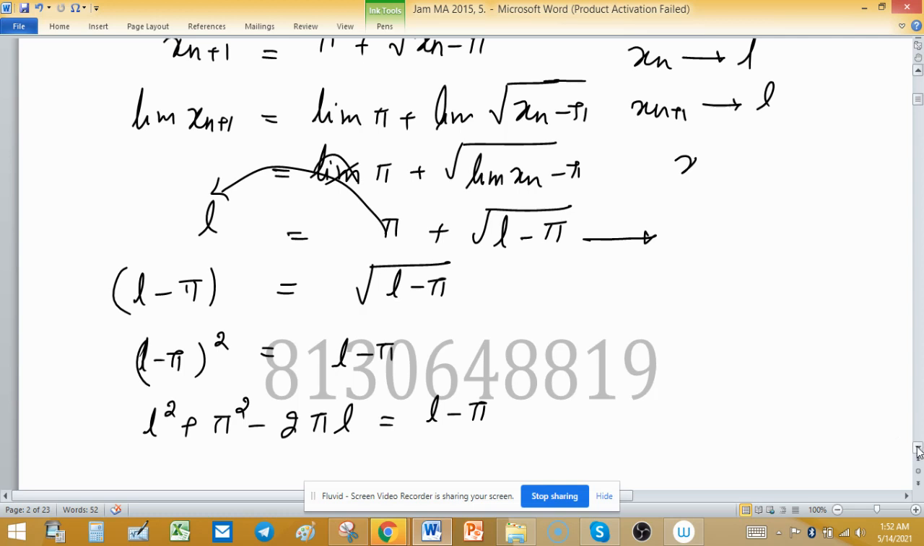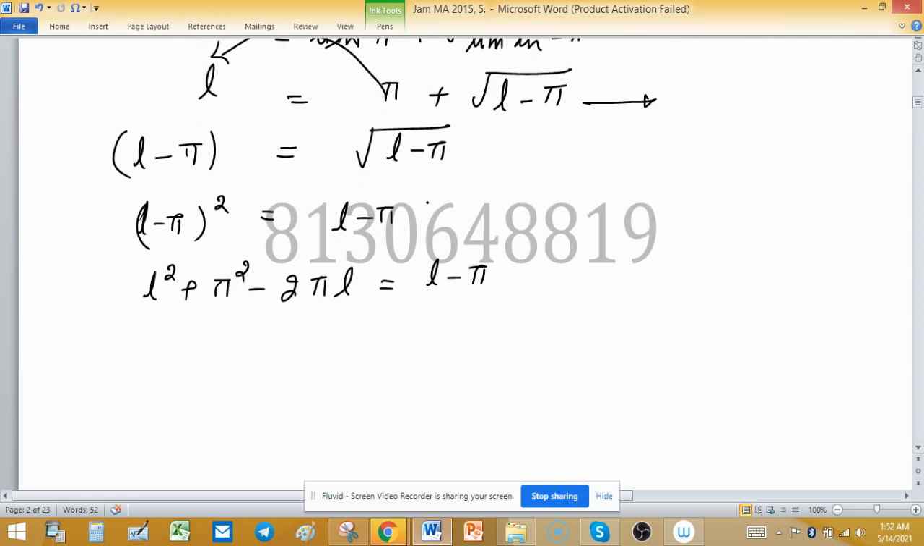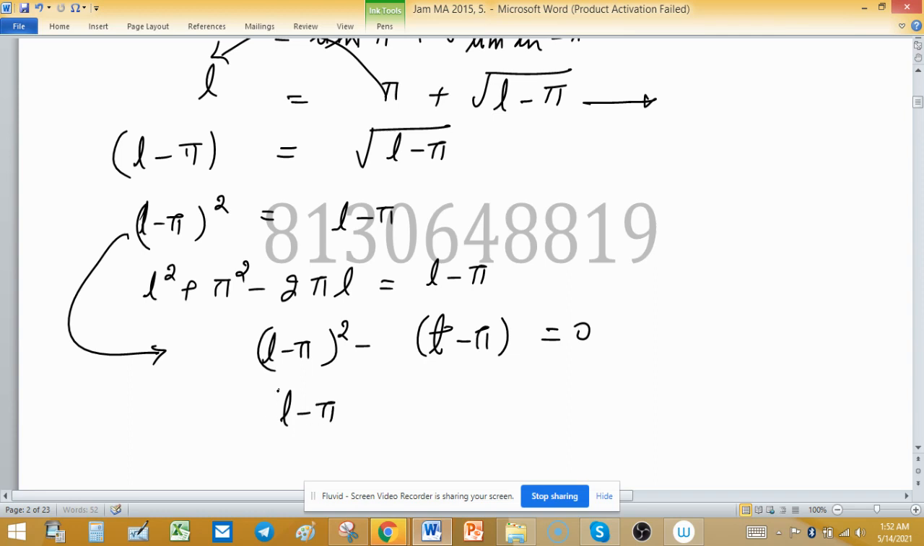Or you can write this as (L minus pi) squared minus (L minus pi) equals 0, and take L minus pi as common. So this is (L minus pi)(L minus pi minus 1) equals 0. So L is equal to pi, and L is equal to pi plus 1.